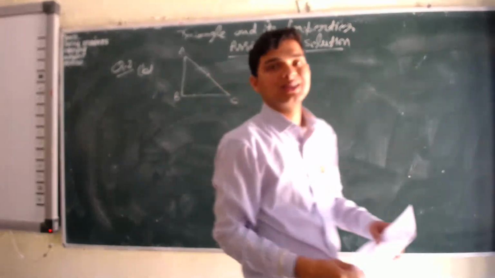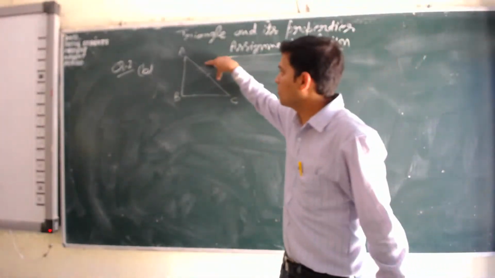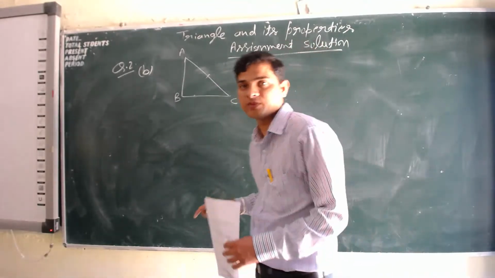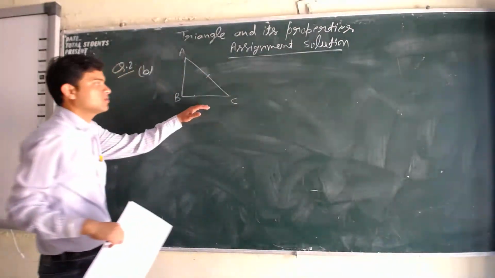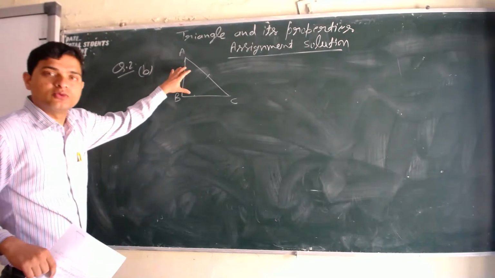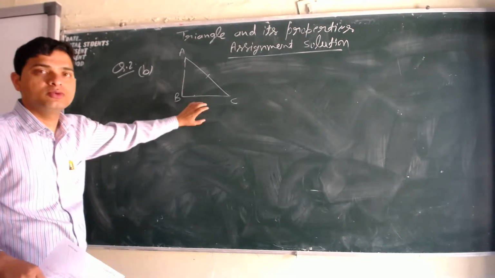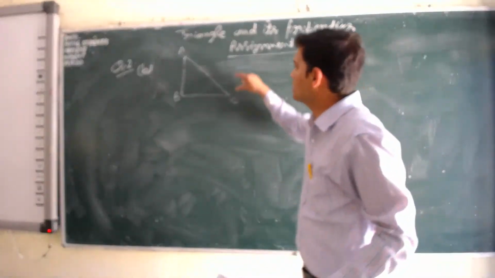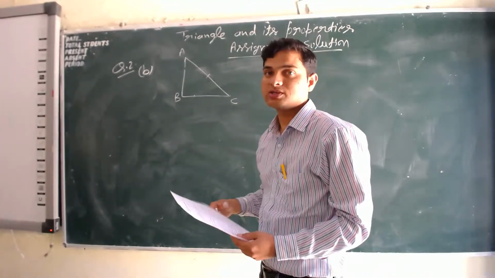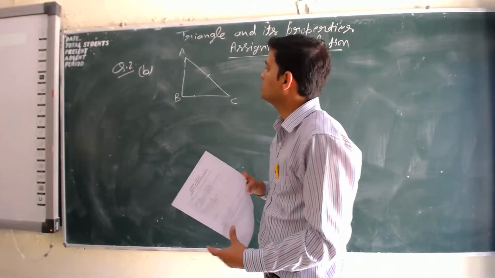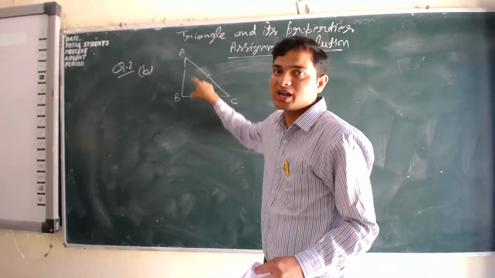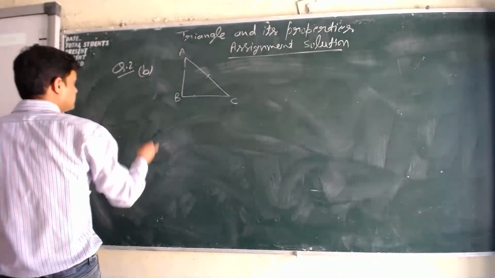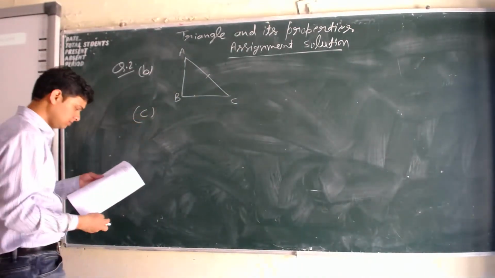Okay, you have to write the statement that the square of hypotenuse should be equal to the sum of the square of other 2 sides. Clear? Or you can write that the square of the hypotenuse is equal to the sum of perpendicular square and base square.